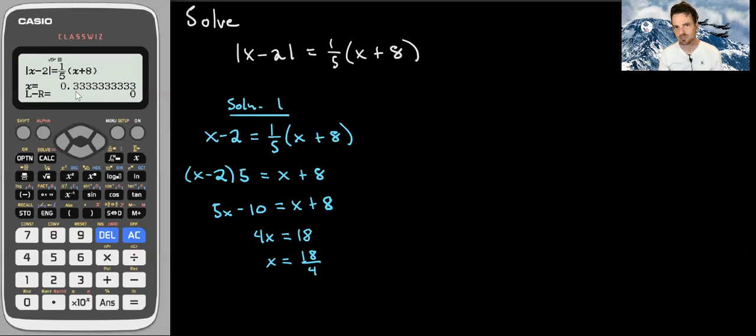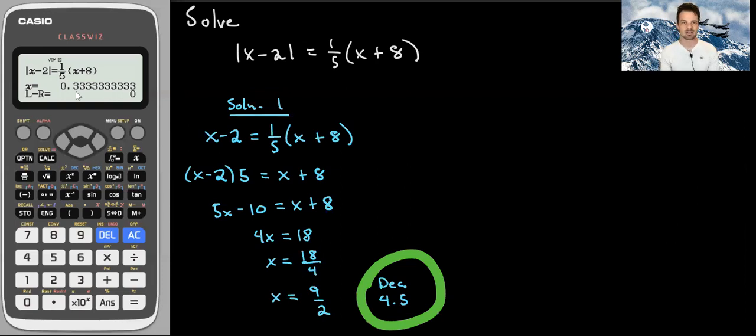And now you go ahead and put in the decimal version of this, right? Divide to get the decimal. And all of a sudden you're like, wait a minute, I got 4.5. Well, again, this type of a problem may have more than one solution. And in fact, absolute values oftentimes have two solutions.